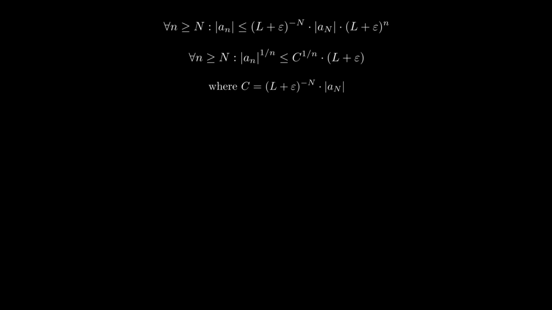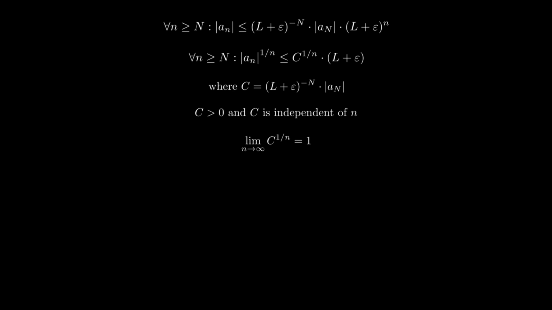To make this look like the root test, we can take the nth root of both sides, and then we get that the nth root of the absolute value of a sub n is at most some constant to the 1 over n times L plus epsilon, where I've written c in place of the constant L plus epsilon to the minus N times the absolute value of a sub big N. The important thing to note here is that c is positive and independent of little n. And if we take the limit of the nth root of a positive number, we get 1. If you're not familiar with this fact, it's a good exercise to prove it, and we have a YouTube short proving the harder case of taking the limit of the nth root of n.